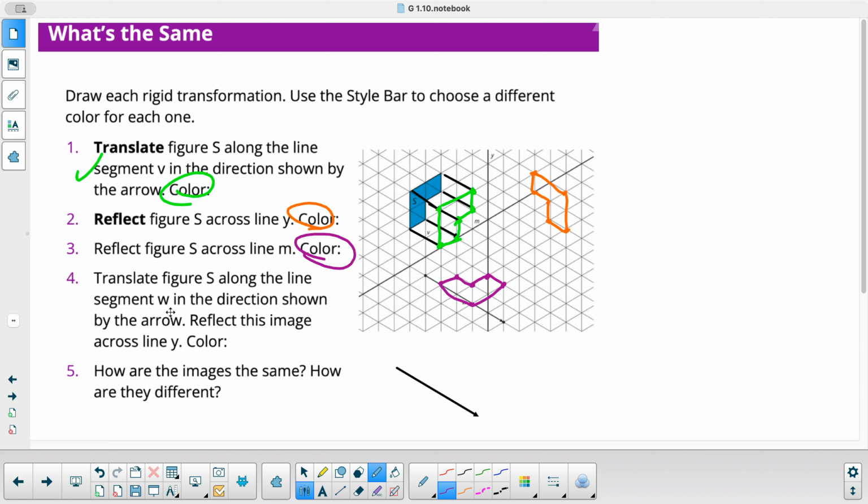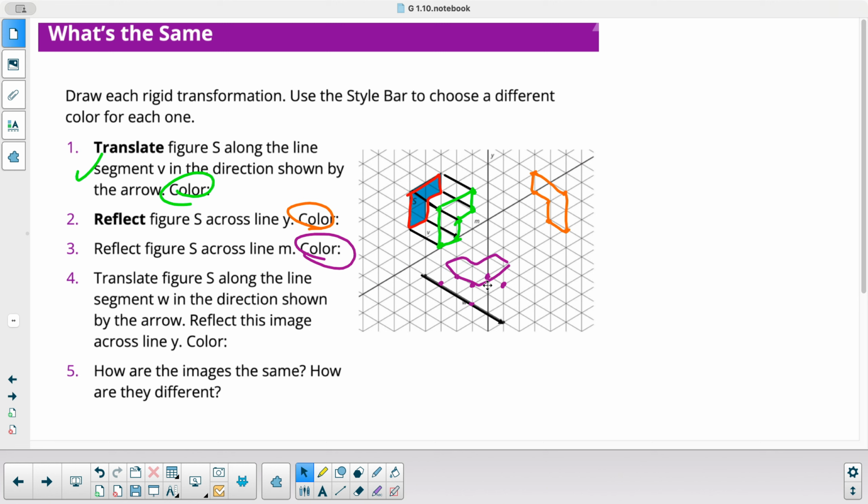Translate figure S along the line segment W. So my W, I already had it highlighted right here. Here's my W. So I know the line segment is down here. I'm still going to move my entire figure here. To make things easier, I'm going to trace this in red. And I'm just going to take this arrow here. Whoops. And I'm going to just move the whole figure. Now I know I have to move every point, but for the simplicity of this, I'm just going to kind of move everything right there. Okay. So there's that one in red.